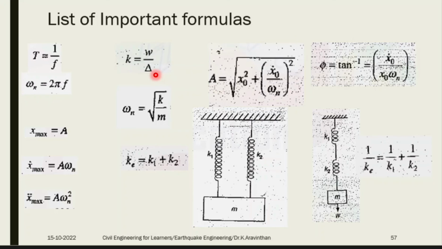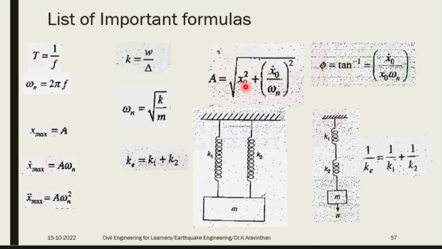Now write the third formula as omega n. What is n? Natural. Omega is frequency, so omega n is natural frequency. How to find that? 2 pi into f. What is f? Frequency. If you multiply frequency by 2 pi, you will get omega n, the natural frequency. So write omega n equal to natural frequency. What is the unit of natural frequency? Radian per second. A stands for amplitude. The unit of amplitude is meter.